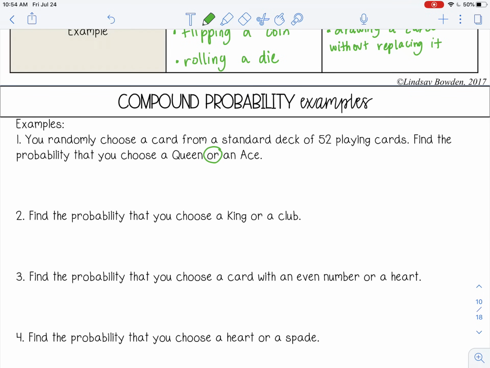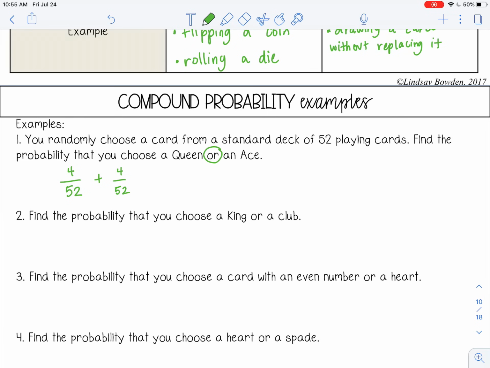All right, so let's find the probability of a queen first. So think about a deck of cards. There are 4 queens out of 52 total. All right, or means to add, so plus. And then let's look at the ace. There are 4 aces out of 52.